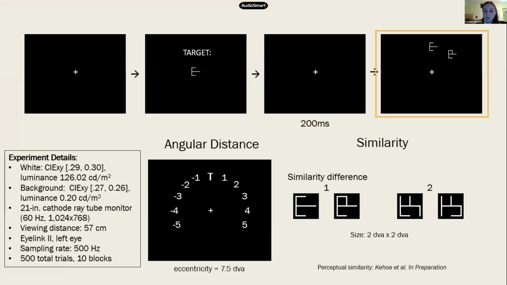We also varied the similarity between the objects, and these are examples of the novel complex stimuli we used, from which we were able to create objective similarity differences. So similarity difference 1 would mean there is 1 line difference between the stimuli, and 2 would mean there are 2 line differences. We went up to 4 for this study, and so just keep in mind that a higher similarity difference means that the objects are less similar to each other. And in another study, we found that perceptual similarity also follows this objective similarity.